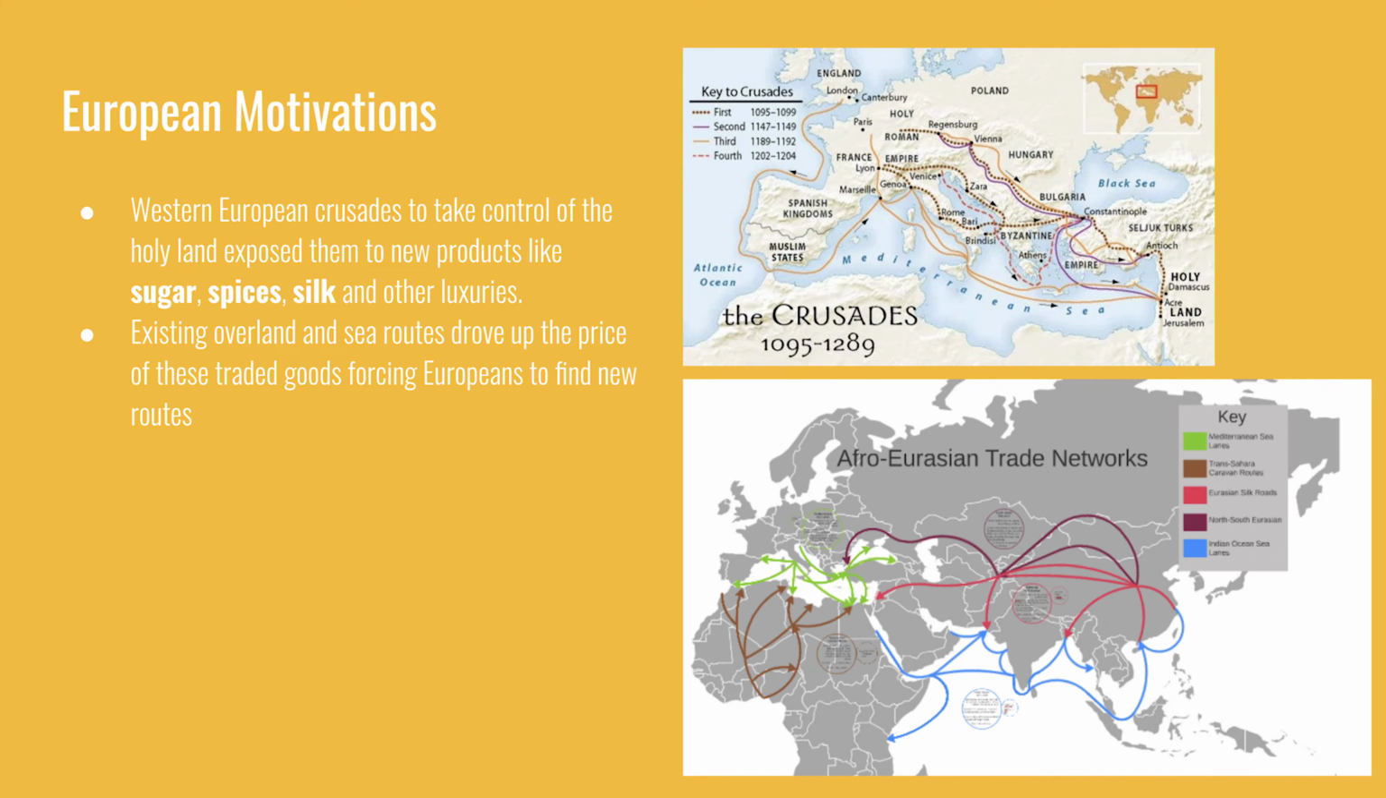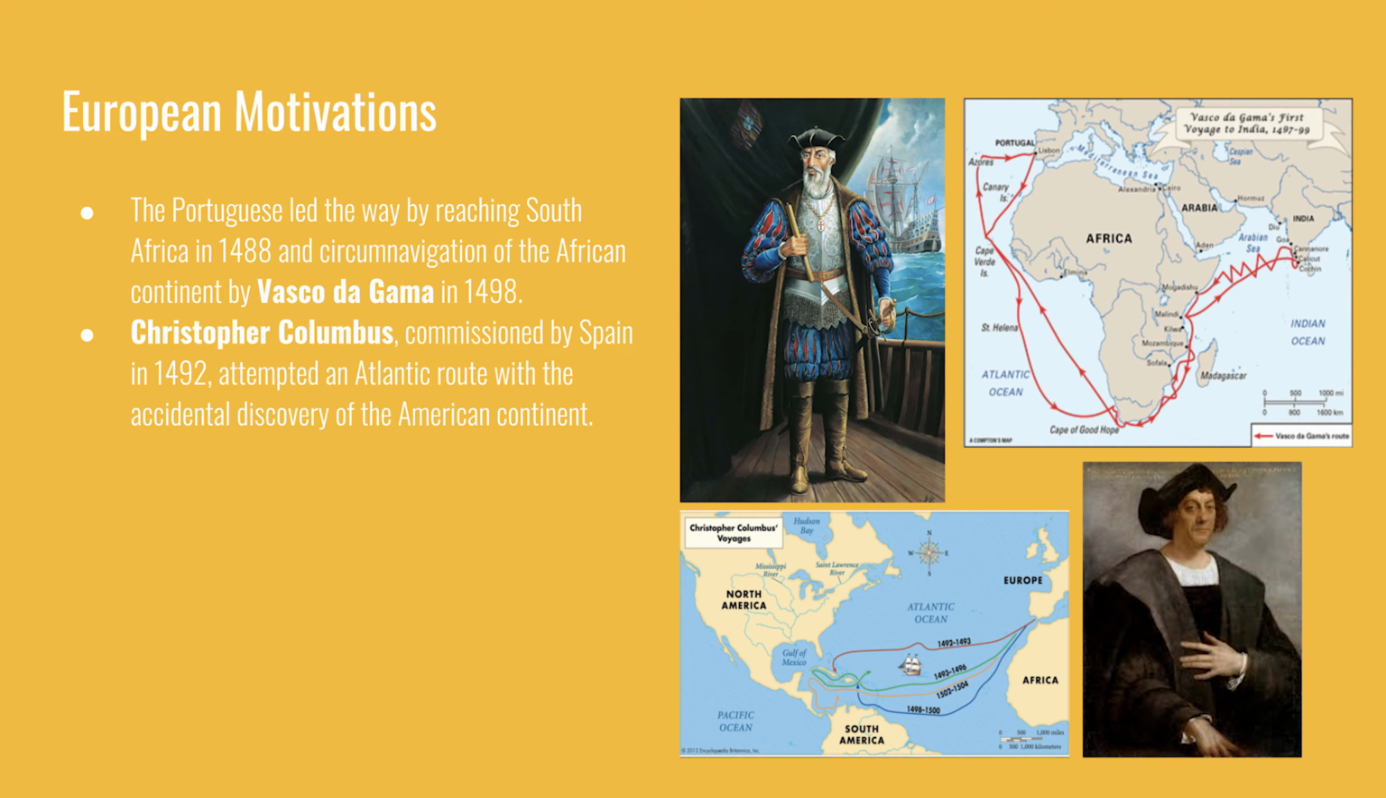Because of a lack of a direct sea route, it cost a lot of money and it was not very profitable. So they began to look for a better way or a better route that they could control so it wasn't as expensive. This is when the Portuguese began to look for a route that goes around Africa. In 1488, the Portuguese were able to navigate to the very tip of Africa at the Cape of Good Hope. By 1498, Vasco da Gama is able to circumnavigate the African continent and reach India.